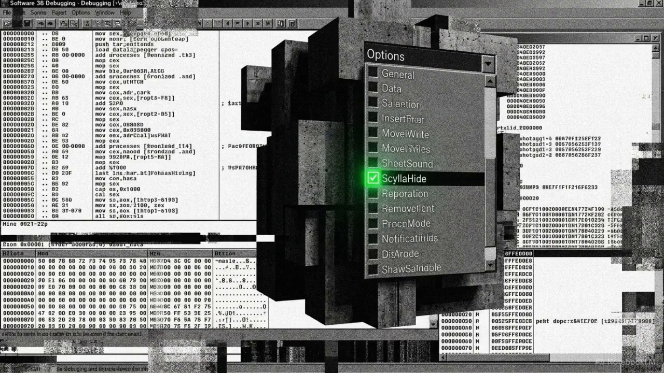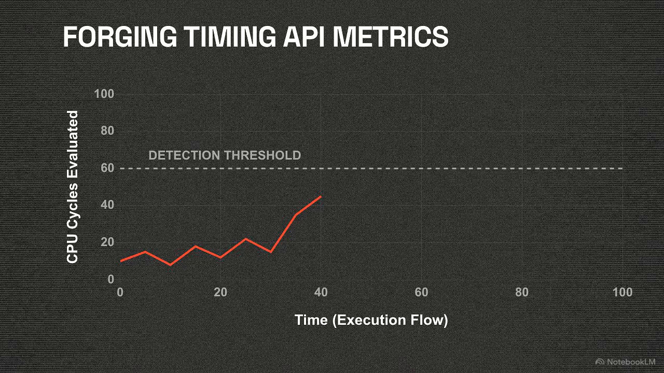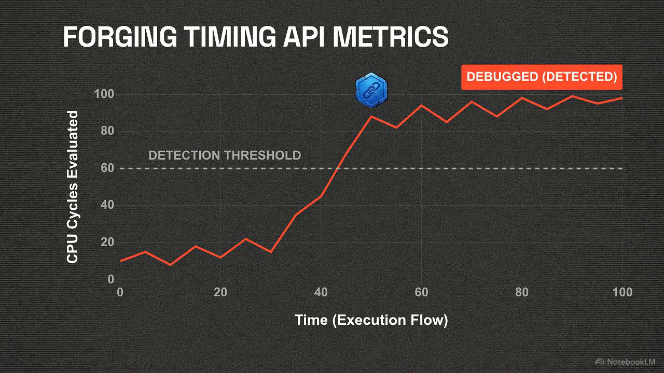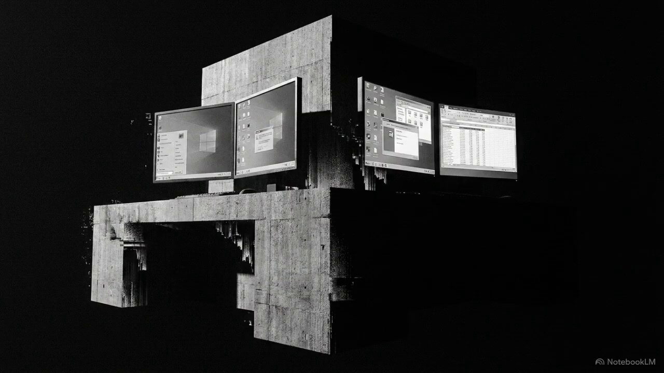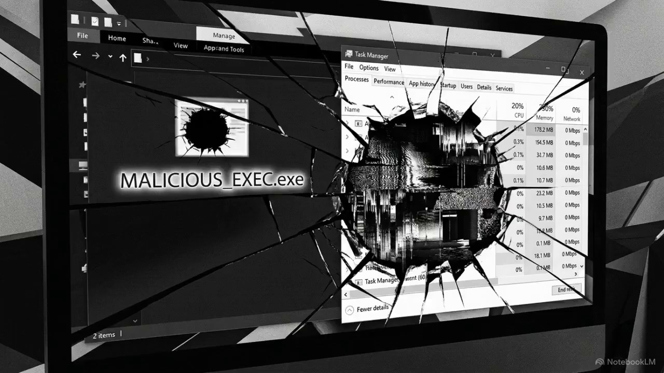Analysts counter this by using plugins like ScyllaHide. These tools hook into the timing APIs and forge the CPU cycle counts, feeding the malware false metrics that simulate native speed. Defeating these tripwires requires perfect environmental deception. If a single check fails, the sample will quietly exit before revealing its malicious payload.